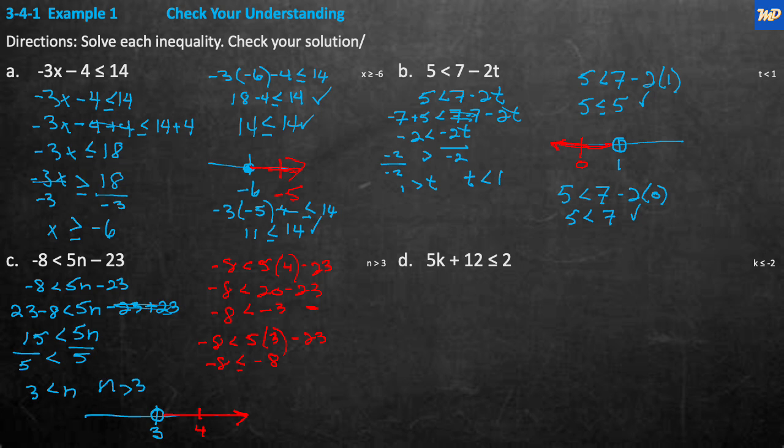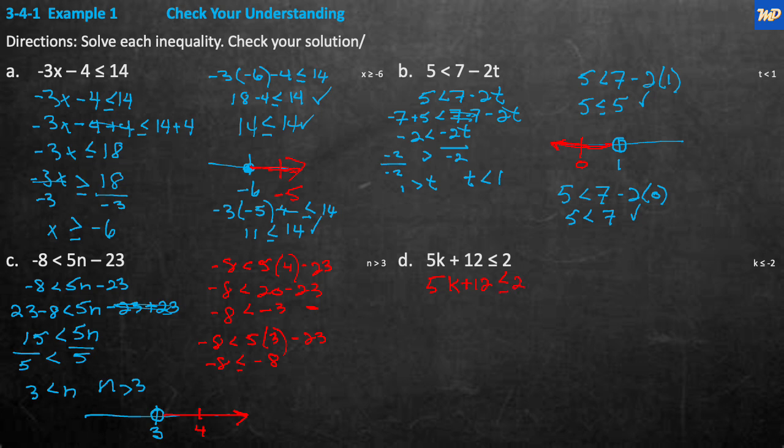So here's where you're saying that the mathematics is correct, and the upper one here is where we're saying that the direction of the symbol is correct. Let's do the last one now. 5k plus 12 is less than or equal to 2. So we're going to solve that.